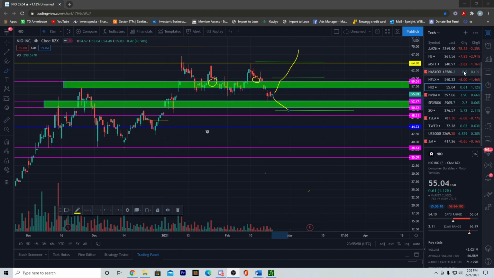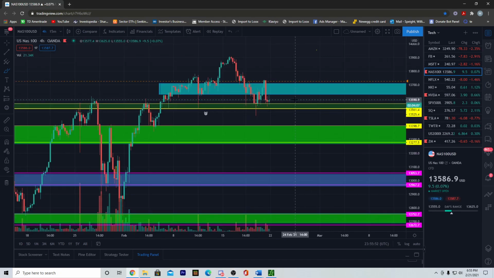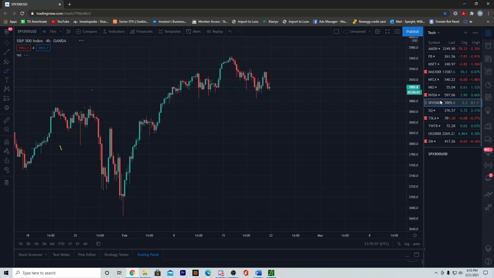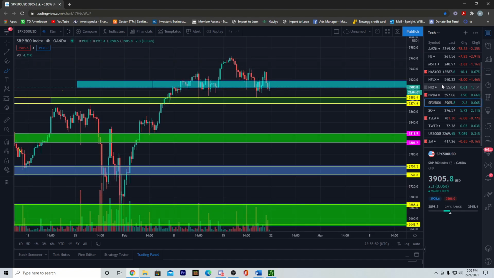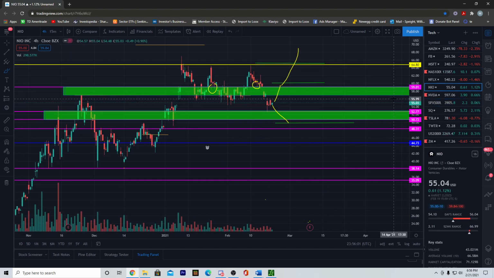Just looking at the overall market, the futures are up right now. I wouldn't trust this move, whether it's green or red, until the morning. We still have a lot to go through, but NIO isn't really affected by the overall market, it kind of does its own thing, so we can't really look at that to judge what NIO could potentially do.